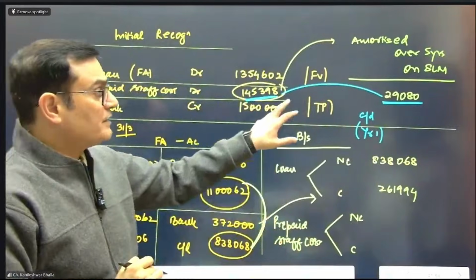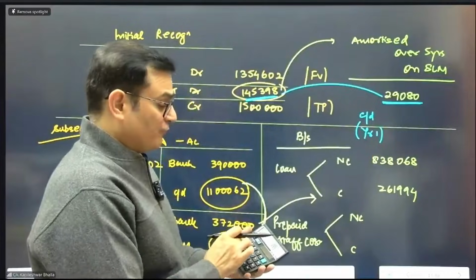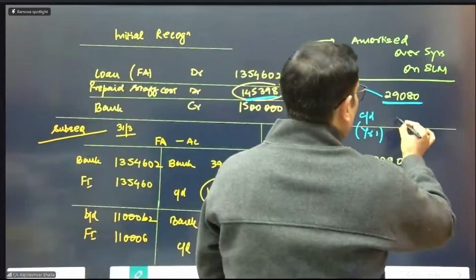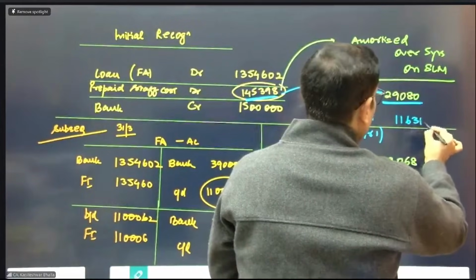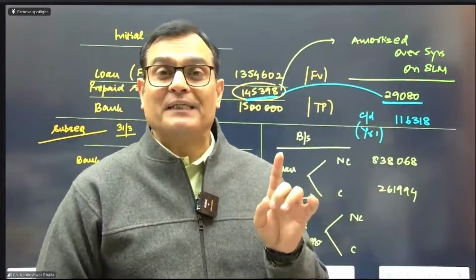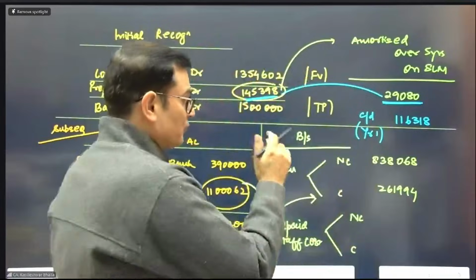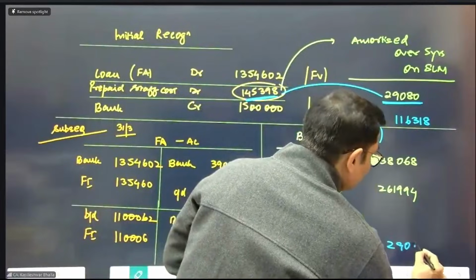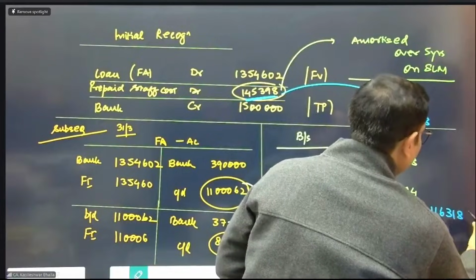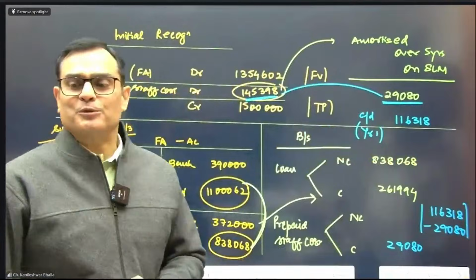So out of this, this is the amortization done. Let's see the balance which is left over. 145,398 minus 29080. This is 116,318. But this is again a total of current and non-current combined. So what is the current portion? What you'll amortize in 1 year? So 29080 is the current portion. And what is the non-current? 116,318 minus 29080. That becomes the non-current portion.